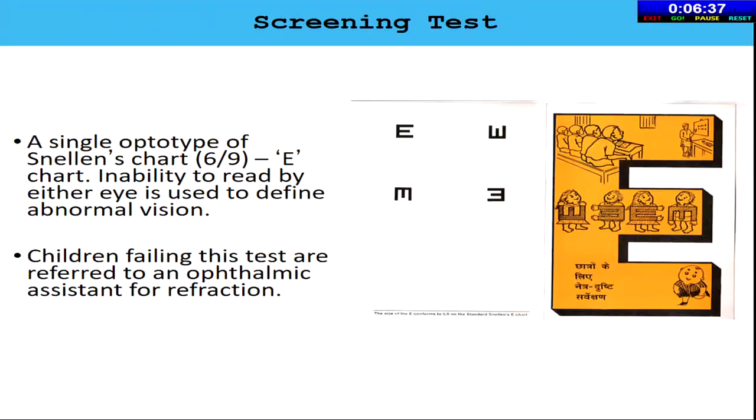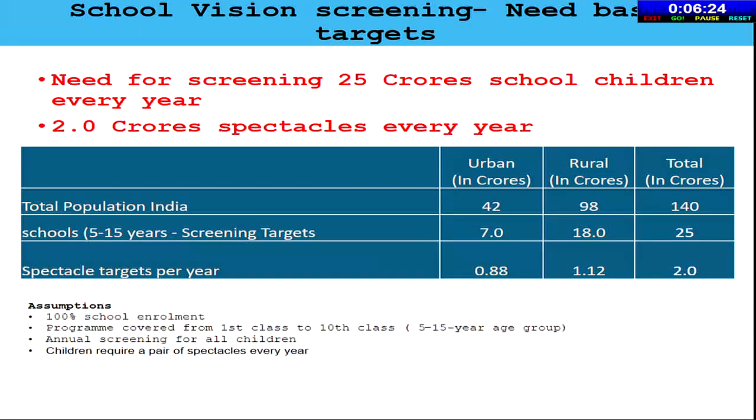And in fact, this is the screening card which is being used, with a 6/9 cutoff for the school teachers. If a child can read 3 out of 4 E's, then the child is normal, otherwise the child is to be referred to the ophthalmic technician. The issue is, what is the actual number required to be screened?